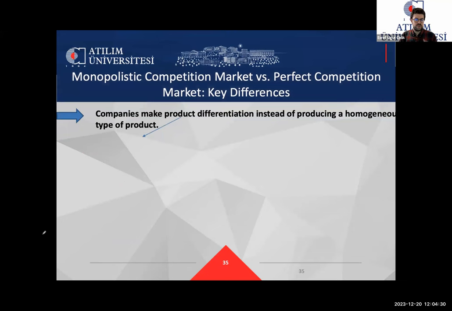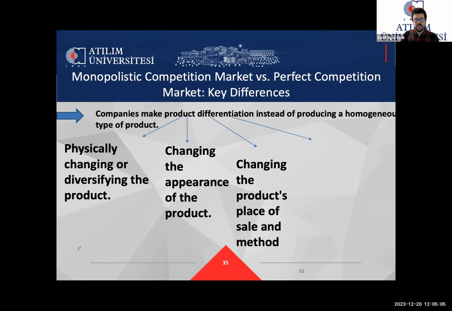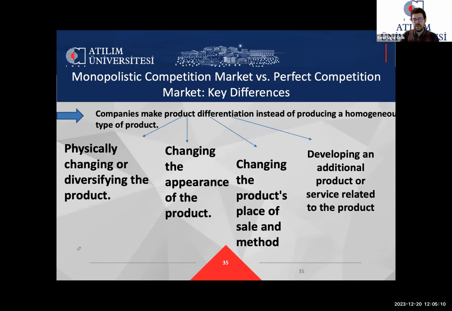I said the first difference is product differentiation, because in a perfect competition market they produce homogeneous or identical products. How do firms make product differentiation in a monopolistic competition market? They may physically change or diversify the product. Second, they may change the appearance. Maybe change the sale method, or change the place of sale. And maybe change the quality or give additional service with the product.